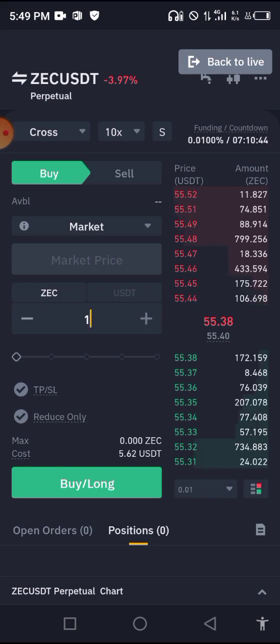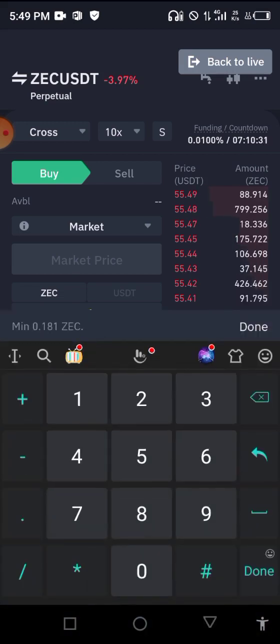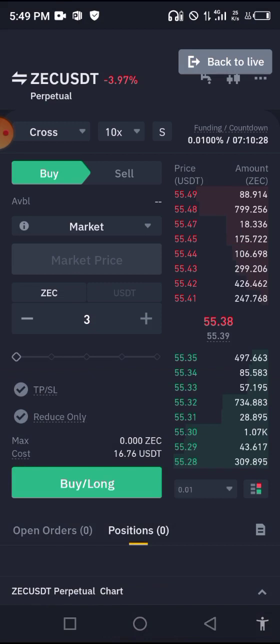Okay, let's say I want to buy 3 ZEC in futures trading now. I'll be using what? My current market price is 55 over 10 times 3, so I'll be using about $15, right? Okay, so this is it here, 3. Can you see, I'll be using $16. So it is as simple as that.